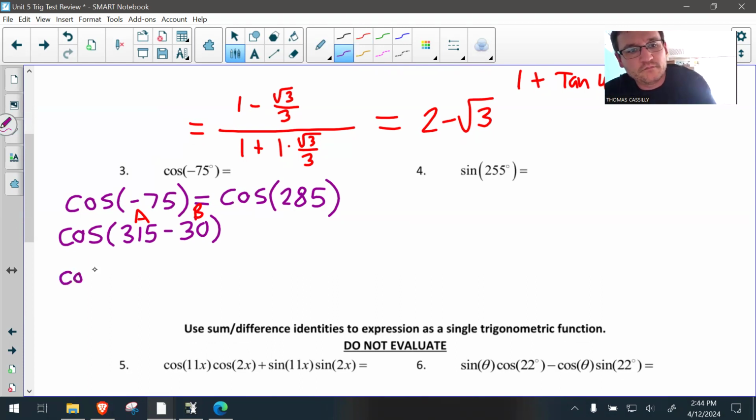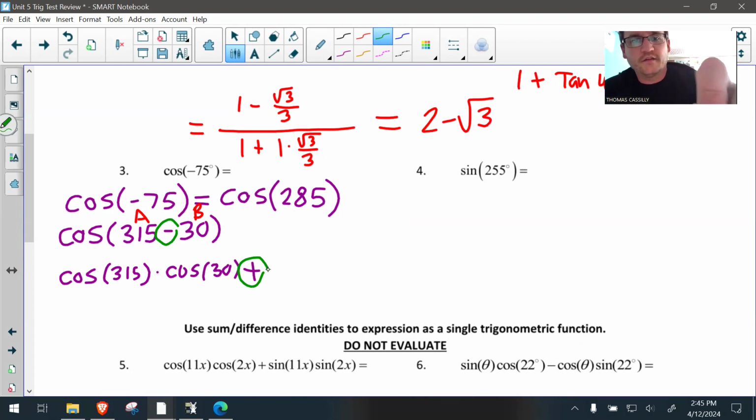The cosine of 315 times the cosine of 30. All right, this one we need to be careful because you have to take the conjugate. So you have a minus sign right here. That means when we expand it out into the identity, it has to be the opposite sign here. And that's going to hold true for your cosine identities. And then we have the sine of 315 and the sine of 30.